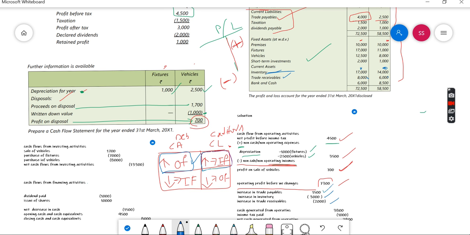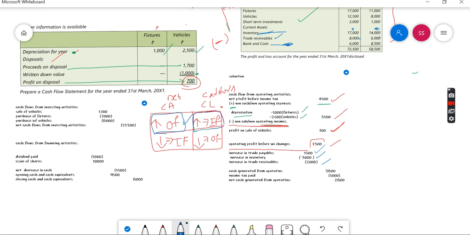Bank and cash we won't consider here, even though it is a current asset, because at the end we will consider that. Now we will get the cash generated from operations. From this we need to deduct the income tax. Then you will get the net cash generated from operations.